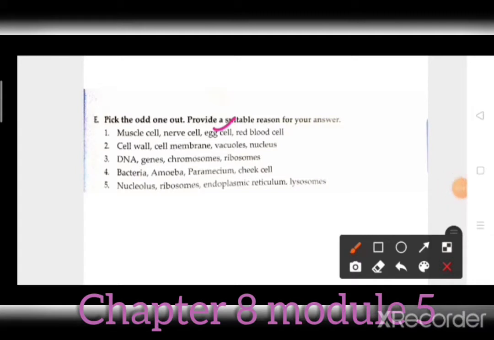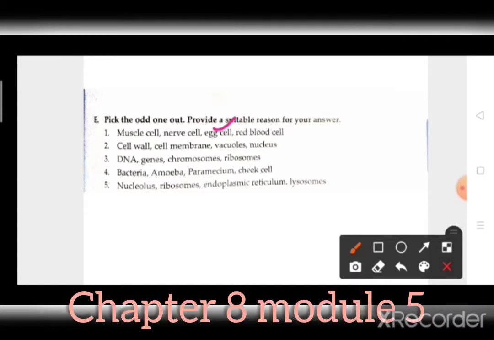This is because the egg cell is a single cell and it has all the parts, organelles, and it can perform all the functions and it gives rise to a new organism. Whereas red blood cells, muscle cell, nerve cell, they are a part of an organism and they cannot give rise to a new organism. Then second is cell wall, cell membrane, vacuoles, nucleus.